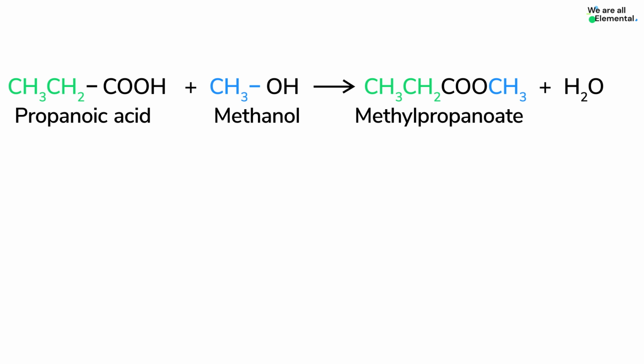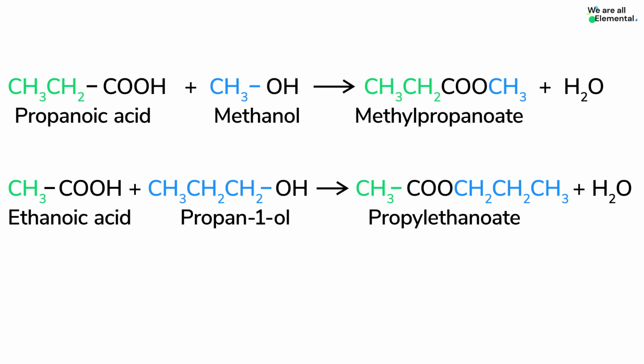For example, propanoic acid reacts with methanol to give methyl propanoate, or ethanoic acid reacts with propan-1-ol to give propyl ethanoate.